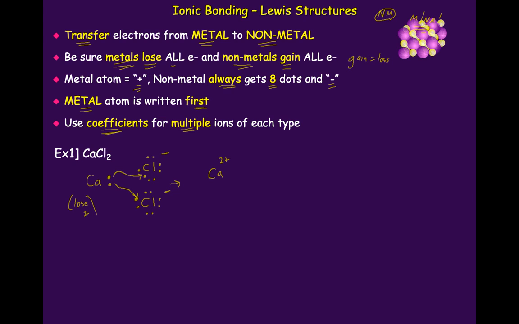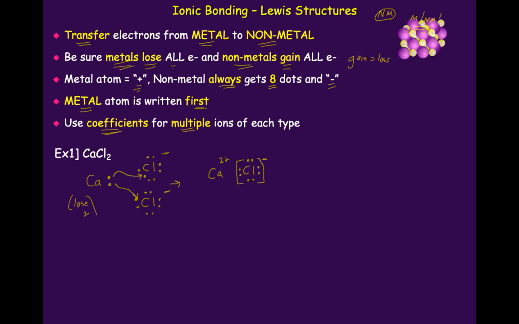So how we write the dot structure is putting the metal atom here with its charge, making sure you have the charge, and then we take the non-metal atom, and we're always going to have 8 dots around it to simulate that it has gained its electrons. Now, the key behind this too is, what charge will this be? Because each of these gained 1, the charge is 1 negative, and I'm going to put that in brackets.